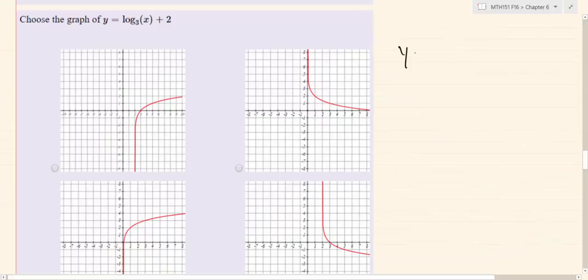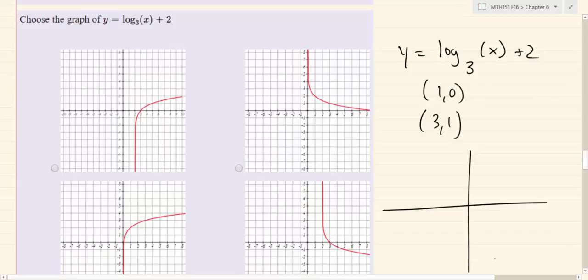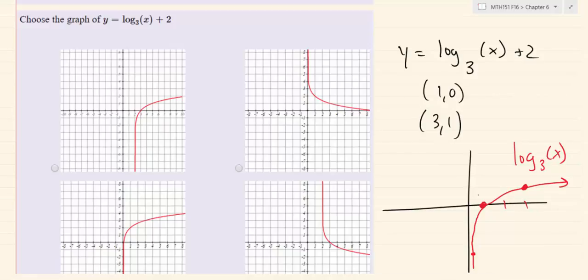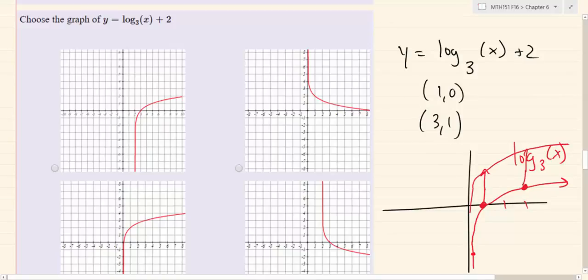So this is y equals log base 3 of x plus 2: (1, 0), and then (3, 1). So (1, 0) is going to be right here. (3, 1) is going to be right there. Probably going to have another point down here, so this is going to be the log base 3 of x. And now we need to take this entire graph and shift it up 2 units. So this guy gets moved up 2 units, this guy gets moved up 2 units, and you're going to have something that looks probably like this.